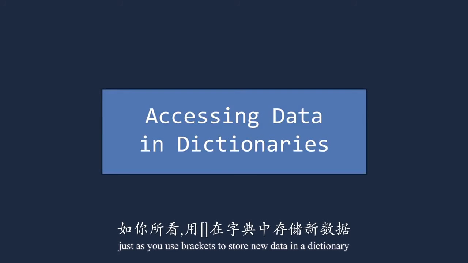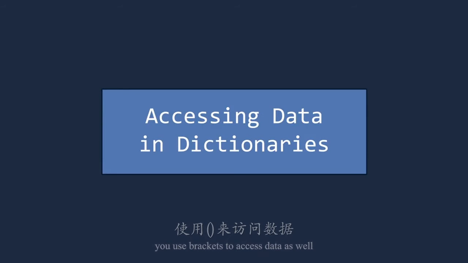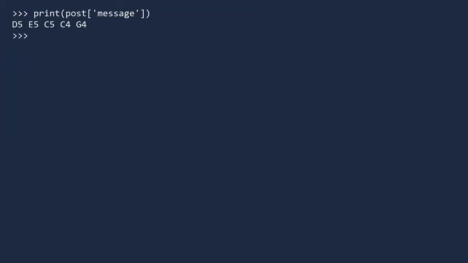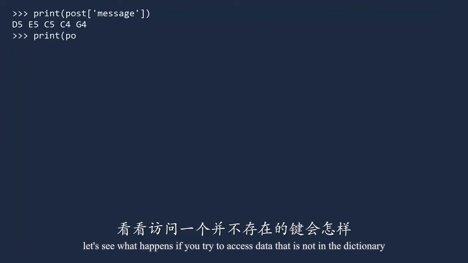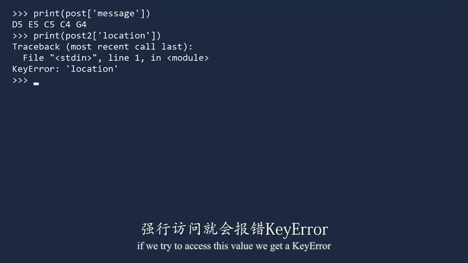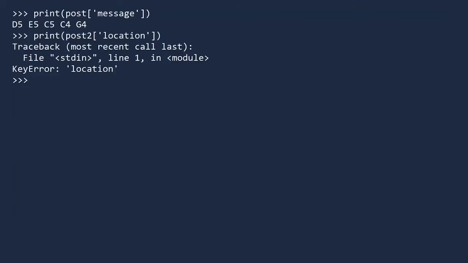Just as you use brackets to store new data in a dictionary, you use brackets to access data as well. Example: to see the message from the first post, use the key name message inside brackets. But do not be careless. Let's see what happens if you try to access data that is not in the dictionary. When we created post 2, we did not assign the location. If we try to access this value, we get a key error. How do we avoid such catastrophes?